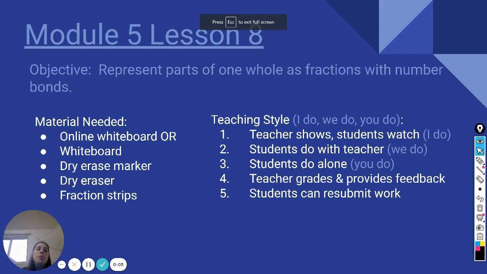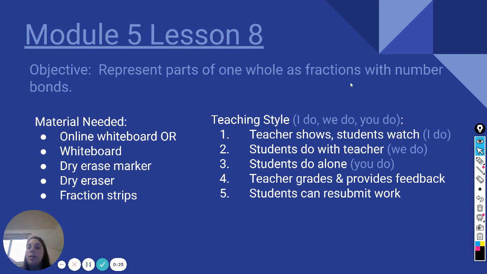Today we're going to be doing Module 5, Lesson 8. The objective is to represent parts of one whole as fractions with number bonds. The materials needed for today are your online whiteboard or your whiteboard, dry erase marker and dry eraser. You may also want your fraction strips out just to reference to help you.